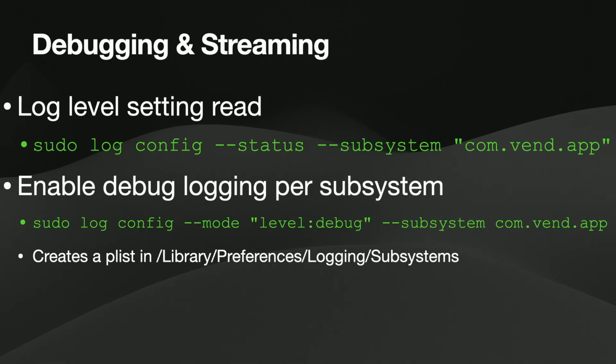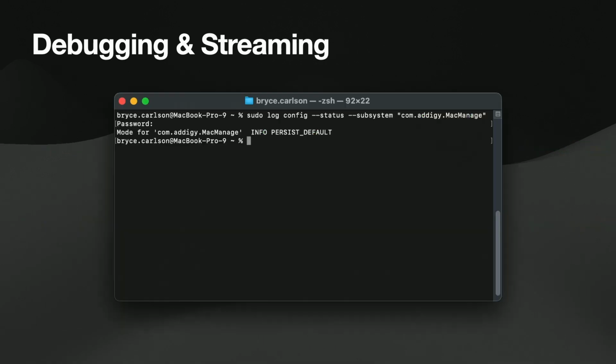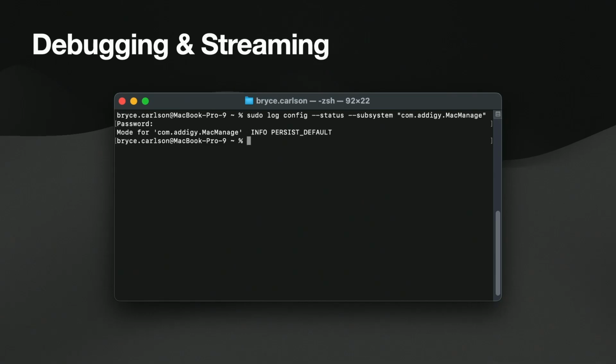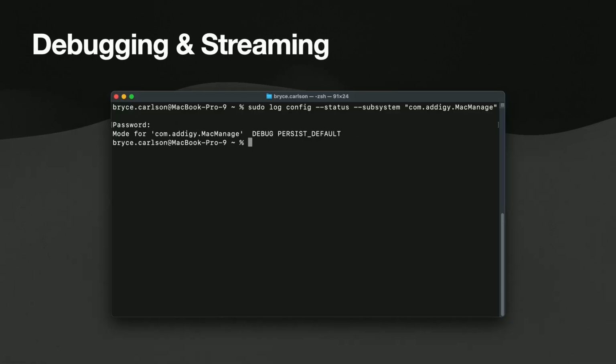If you want to turn that to a different level, you'd say log config mode and then give it the level of debug, info, whatever, and then specify again that setup. And it's going to put a plist in the library preferences subsystems for that. So here, if I go say, what's the status of Mac manage self-service, it's going to say it's at info in the persistent default. I go and run that command, boom, it's going to put down a plist within that directory and say, you're now in debug. If I read that back, it's going to say you're debug with a persistent default then. So now we know, okay, great, I can go ahead and replicate my issue.